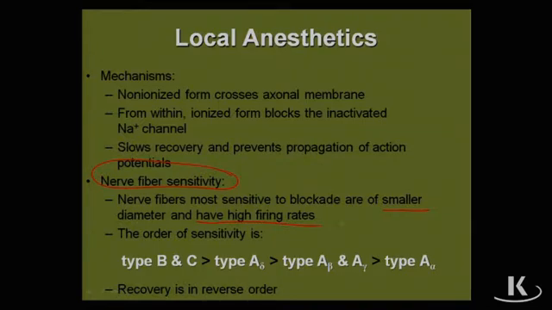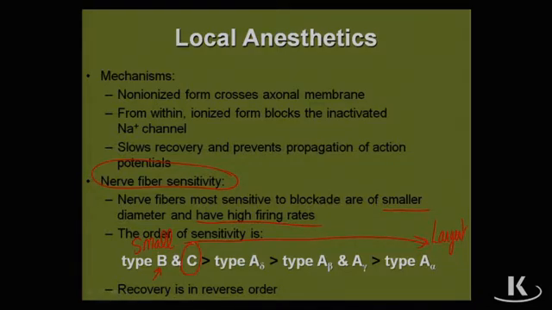When it comes to diameter, you may remember from your neuroanatomy that type B and C are the smallest, and as I go through type A fibers, I just go up my Greek letters from A delta to A gamma to A beta to A alpha to get to eventually the largest fiber. So the order of sensitivity would be type B and C and then A delta fibers first. Whereas B fibers are primarily some preganglionic efferent of ANS, I would highlight type C fibers.